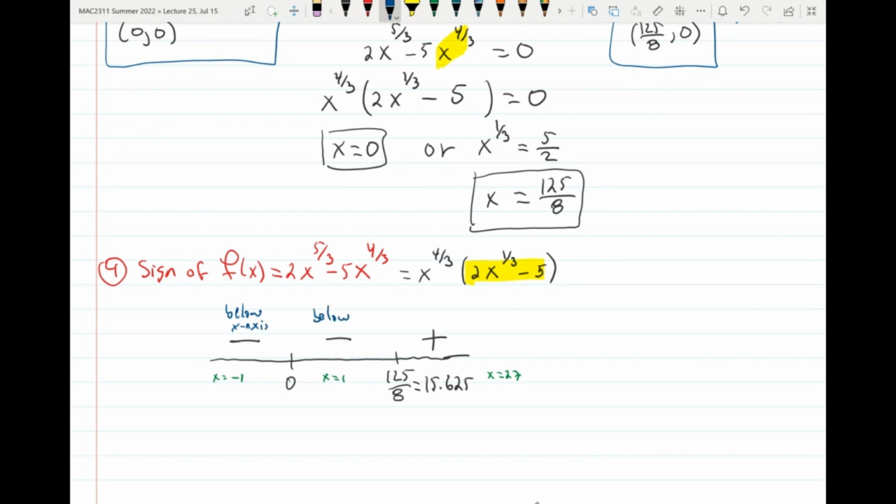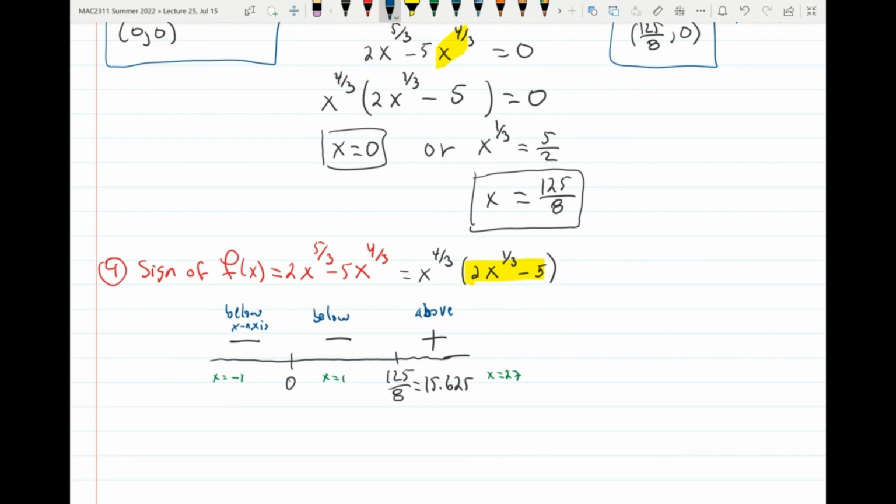This is below, and this is above. Okay, so whatever the graph is doing, this is telling us what's happening. So for example, we know that at 0 we have an x-intercept, right? Now this is telling us that the function is actually below the x-axis around these 2 points. So what does this mean?